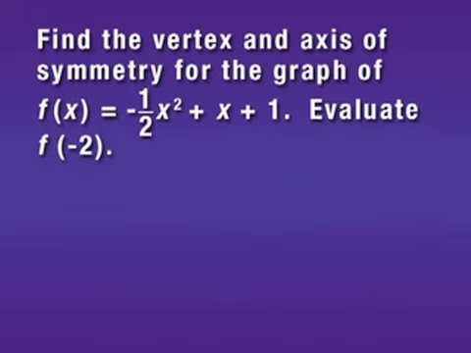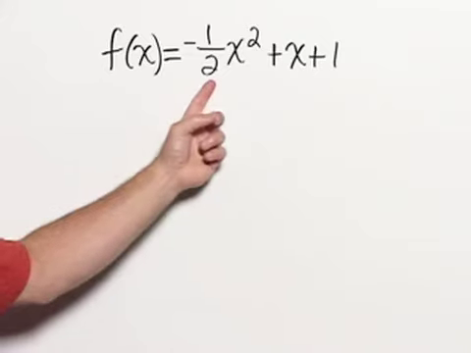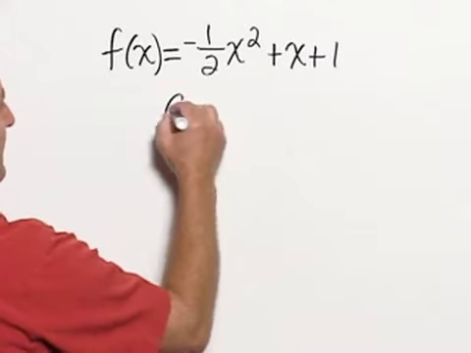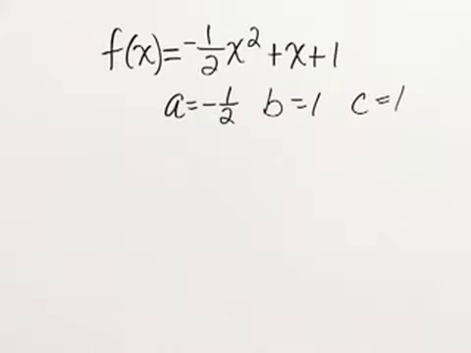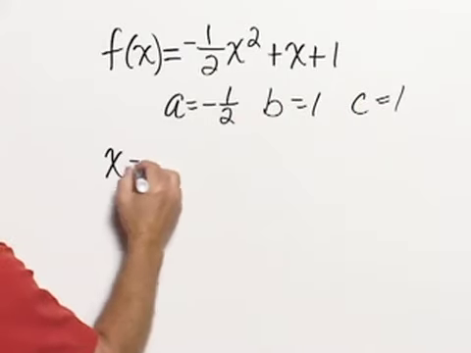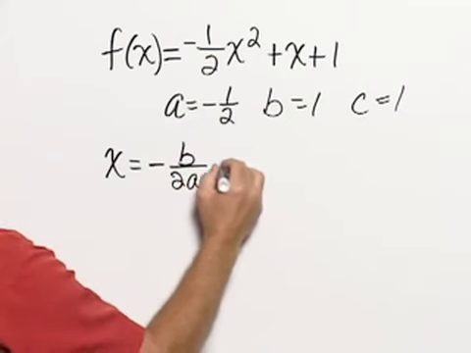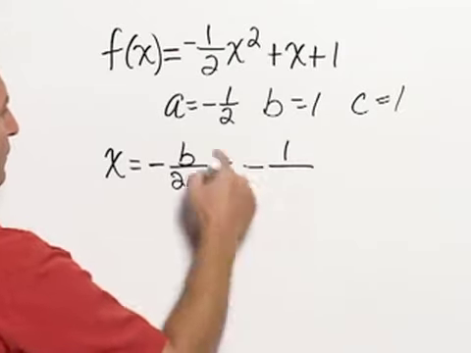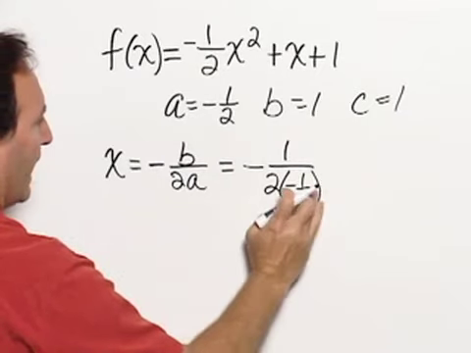Evaluate f of -2. So here we have f of x equals -1/2 x squared plus x plus 1. And that means that a is equal to -1/2, b is equal to 1, and c is equal to 1. The x-coordinate of the vertex is equal to -b over 2a. So that would be -b, 1, over 2 times a, which is -1/2.